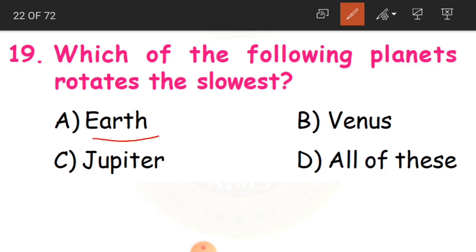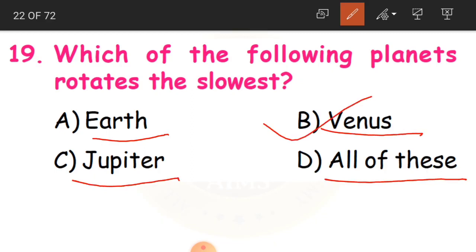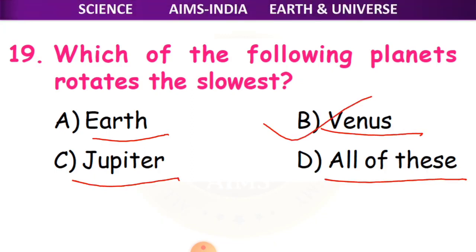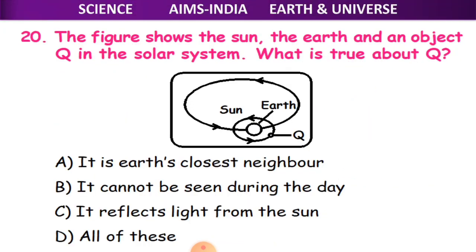Is it Earth, Venus, Jupiter or all of these? And the answer is B, Venus, children. Okay, now the 20th question. The figure shows the sun, the earth and an object Q in the solar system. What is true about Q?